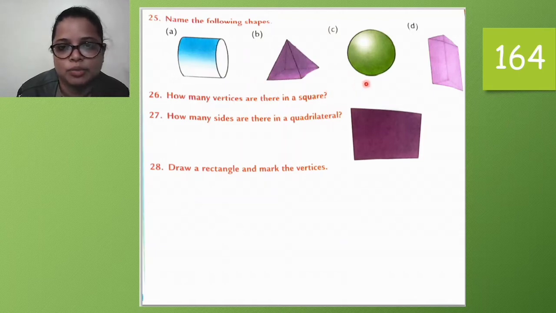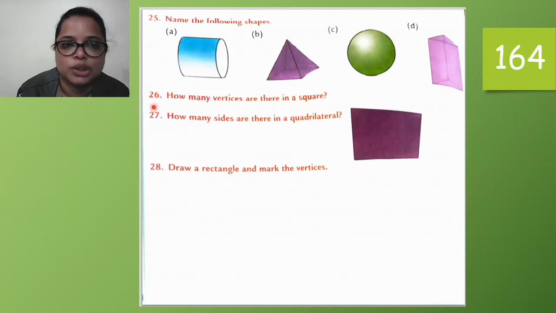C. What's the shape? Sphere. Yes. So write down here the word sphere. D. Last one. It's a prism. Okay. So write down the spelling here: prism.